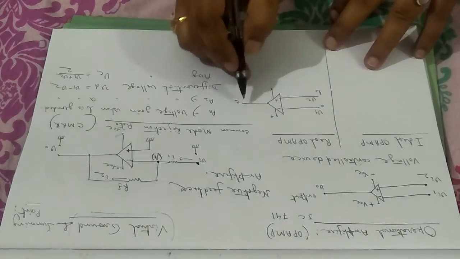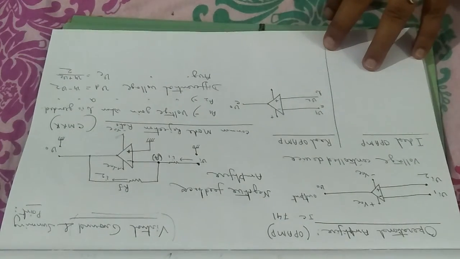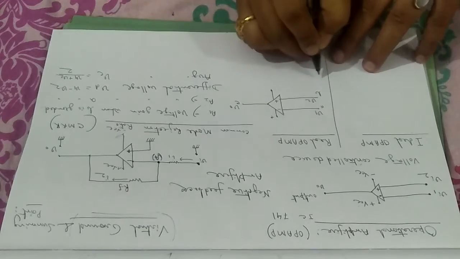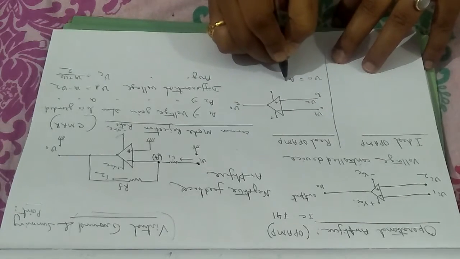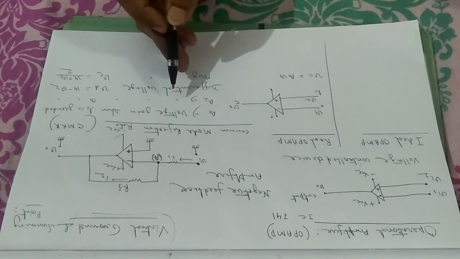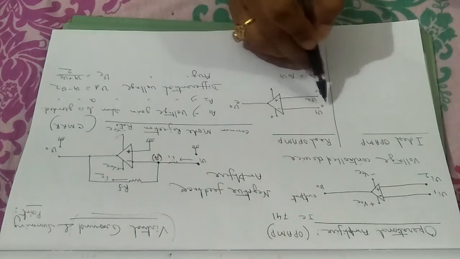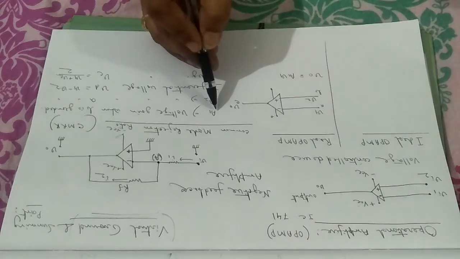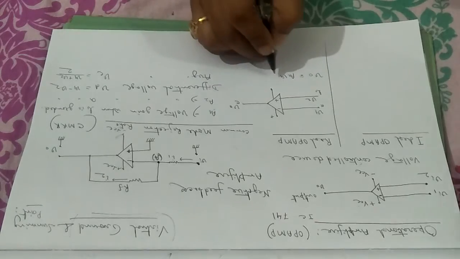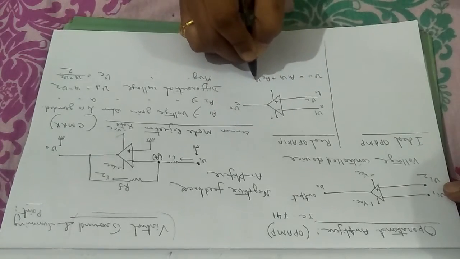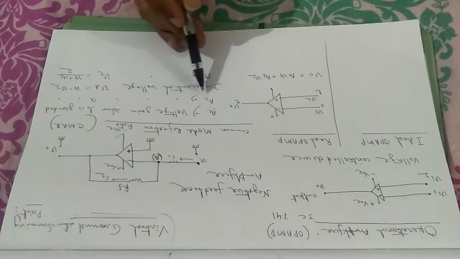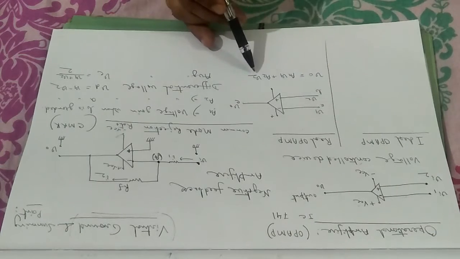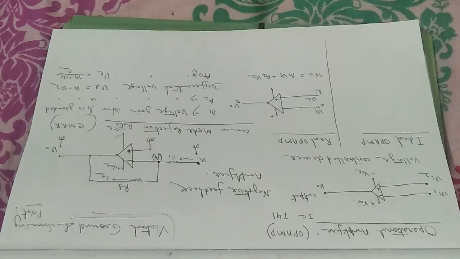So what about now this V0? There is a voltage at the output terminal. What will be its value? You can write V0 as A1 into V1, where A1 is the voltage gain of terminal A, plus A2 into V2, where A2 is the voltage gain for terminal B, into V2, the voltage applied at V2.